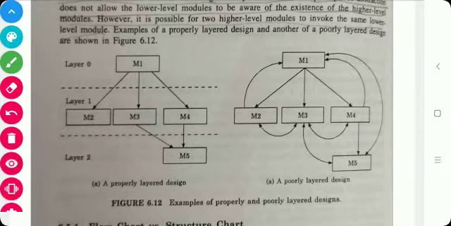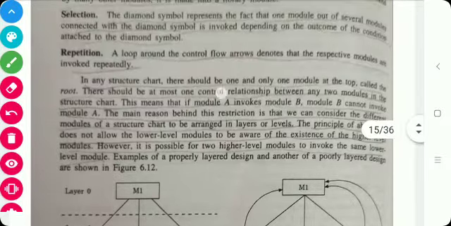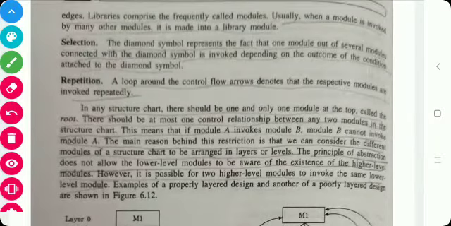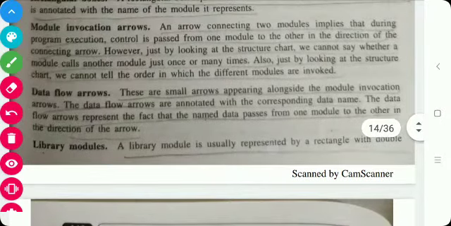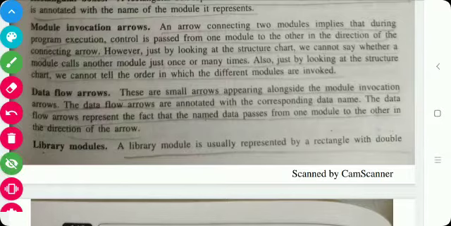So module invocation arrows represent the flow of control, and it is given by the arrow connecting two modules, and the control is passed from one module to another in the direction of that arrow. Then data flow arrows. Data flow arrows are the small arrows alongside the module invocation arrows, and they give the data name which flows from one module to another module.